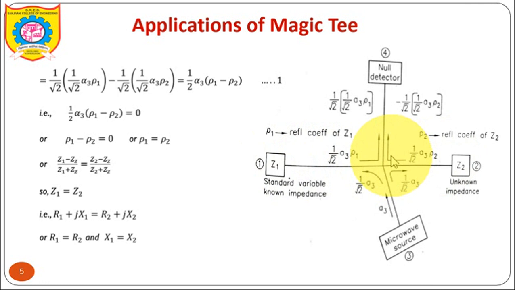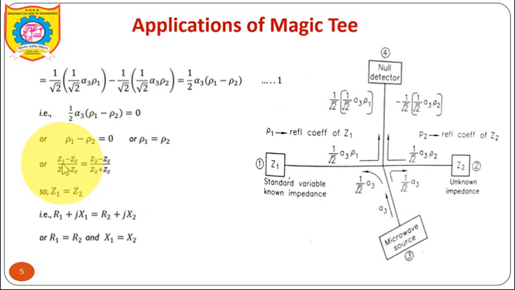enter the magic T junction from arm 1 and arm 2 to arm number 4, that is the null detector, and this null detector output can be calculated as 1 by root 2 in a bracket 1 by root 2 A3 rho 1, bracket complete, minus 1 by root 2 in a bracket 1 by root 2 A3 rho 2, bracket complete, which is equal to 1 by 2 A3 in a bracket rho 1 minus rho 2. That is 1 by 2 A3 in a bracket rho 1 minus rho 2 is equal to 0. Therefore, rho 1 minus rho 2 is equal to 0. So we can say that the reflection coefficient rho 1 is equal to rho 2.